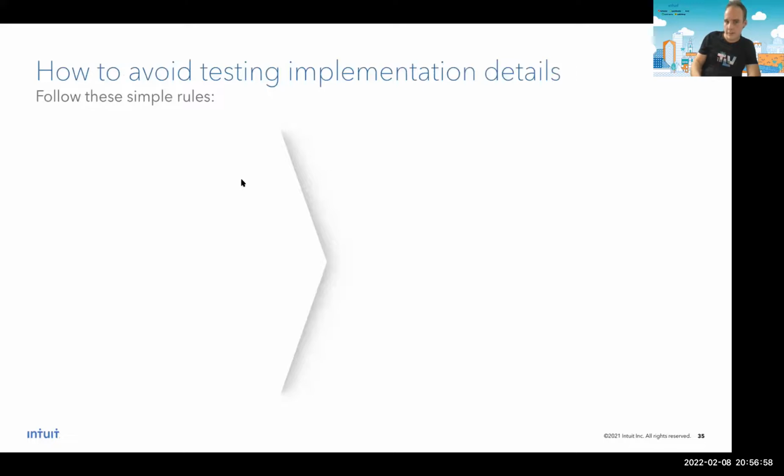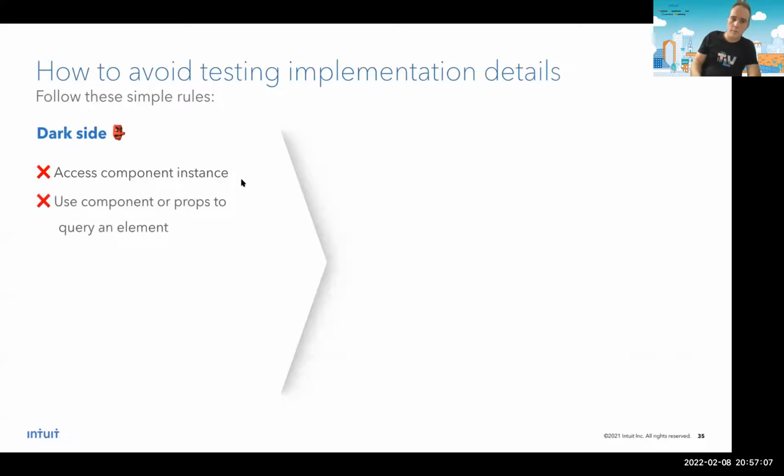So to summarize, how to avoid testing implementation details. You never access the component instance. You never use component name or props to query an element inside the component. You never access component props. You never access or modify component state. And you never use shallow rendering.